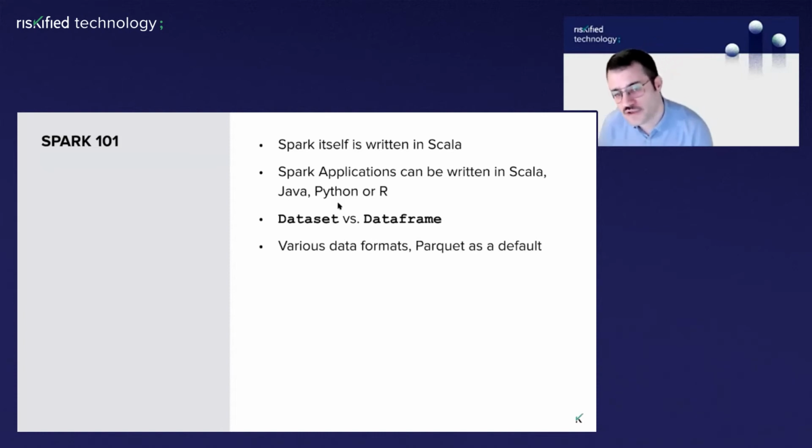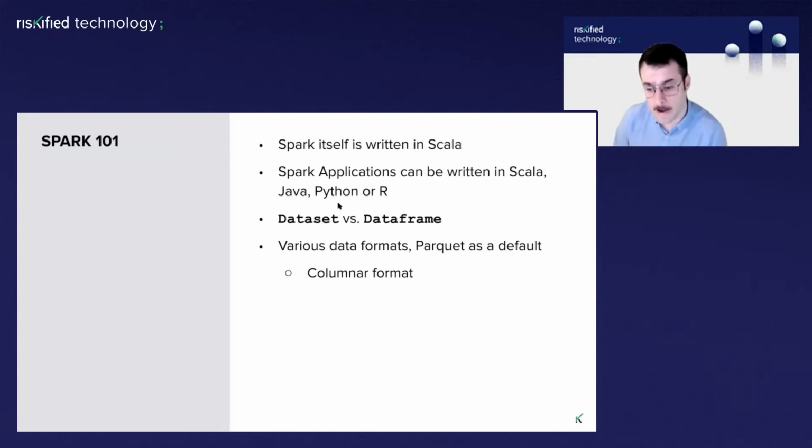Spark can be used with various data formats because basically we're talking about reading and writing data, transforming information here. So we can use a lot of formats, but Parquet is seen as the default, and we use it as a default as well. Parquet gives us a columnar format, which means that every column is saved in a different file, and this allows for a huge improvement in performance as far as Spark is concerned.